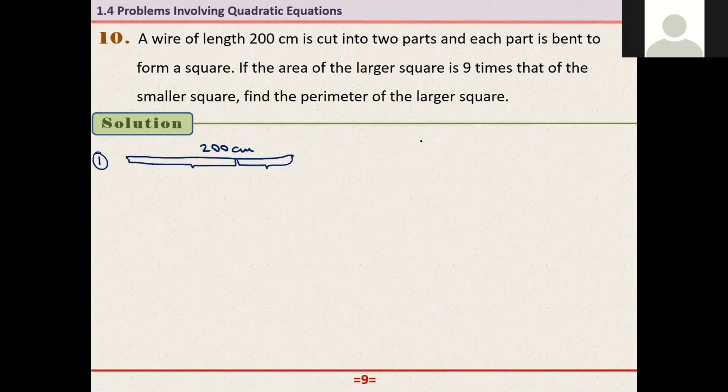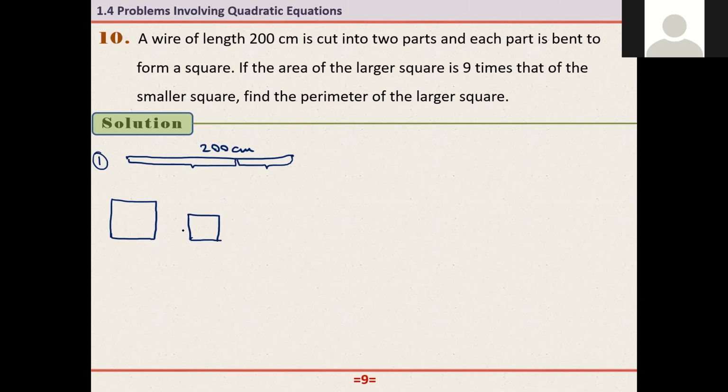Each part is bent to form a square. Taking this piece, we form a square. This is our square. And taking this piece and also bending and forming, since it is shorter, it will be a bit smaller square. If the area of the largest square, so let's say this area is something, this area is something, is 9 times that of the smaller square, find the perimeter of the larger square. So we need to find the perimeter of this larger square.